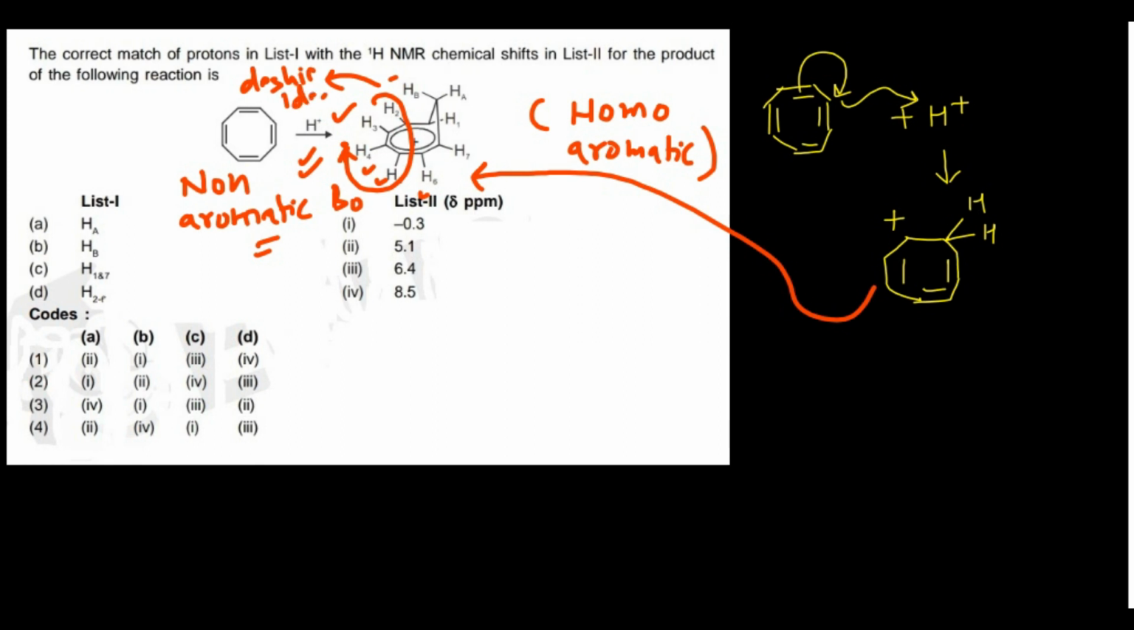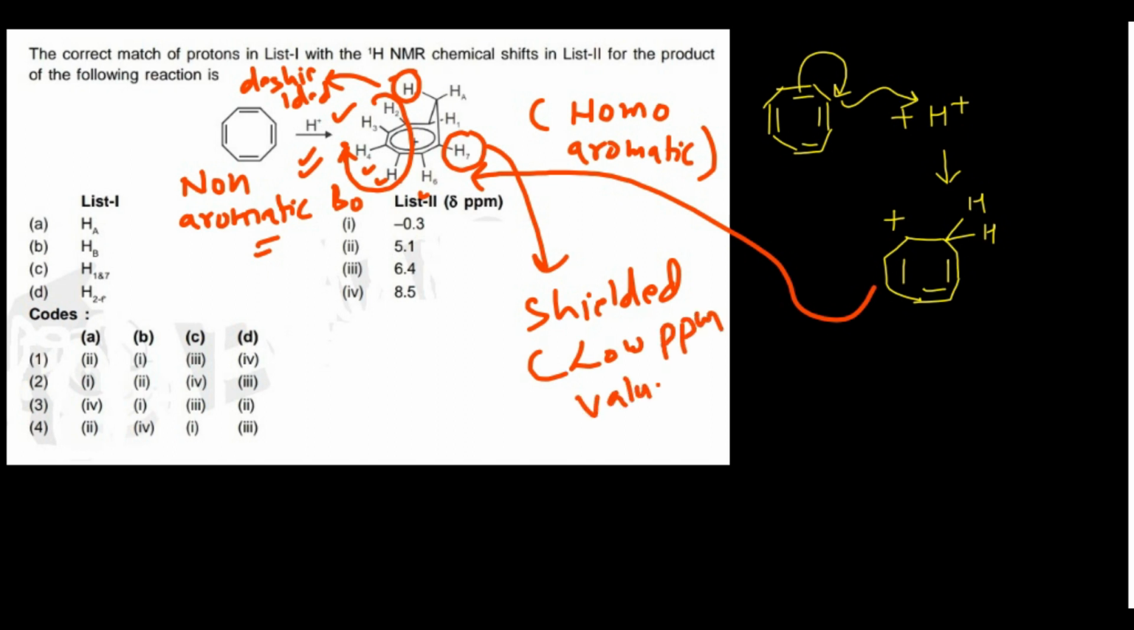I am writing de-shielded. So what is the meaning of that? This H7 and H8, they are the shielded ones. If they are shielded, they will have a low ppm value of the chemical shift. Low ppm value on the chemical shift scale.